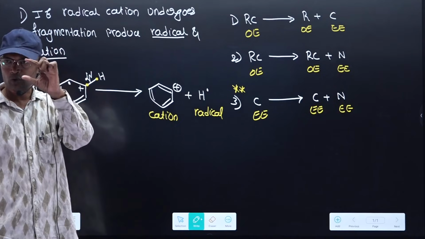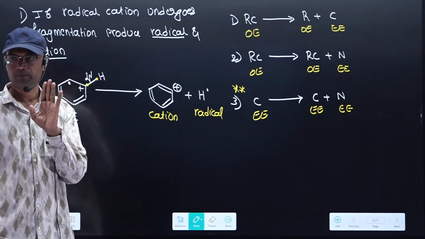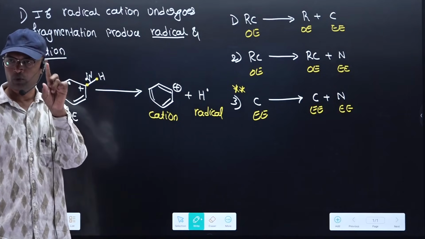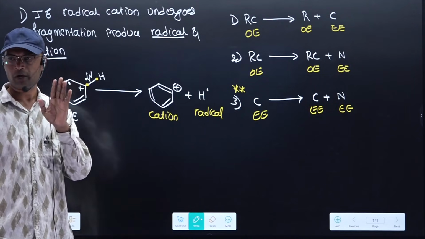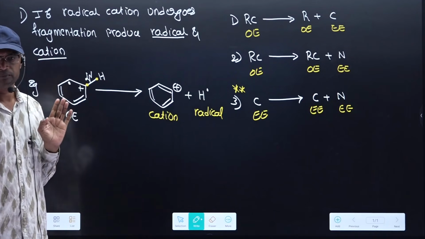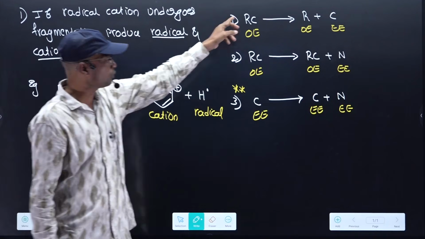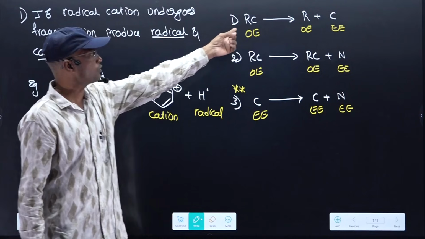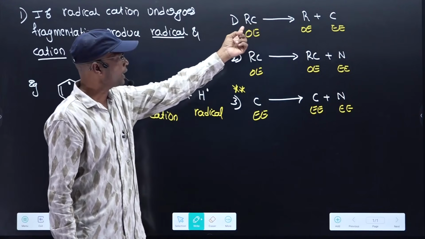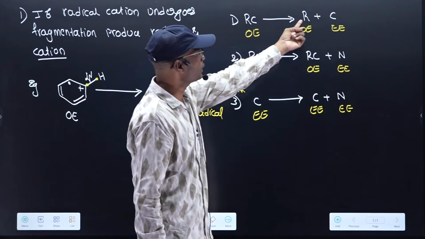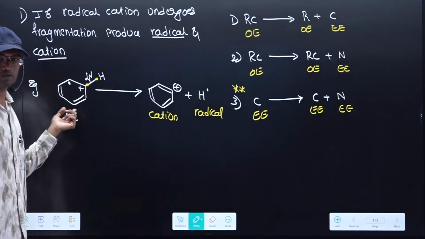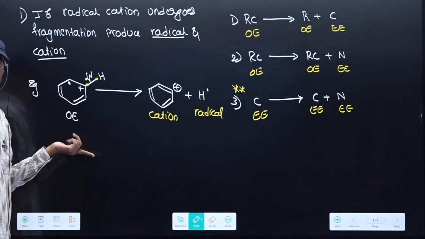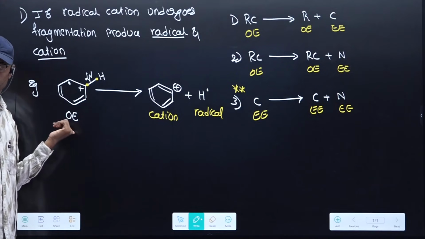These are the 3 rules we need to follow for every fragmentation. If you follow the fragmentation rules, then only it is correct. Whichever direction you want to break, that won't exist. You follow the 3 rules. If you know these 3 rules, the answer is over. The first one we are applying right now: if a radical cation undergoes fragmentation, it will give a radical and a cation. Now this fragmentation pathway is correct. Right.